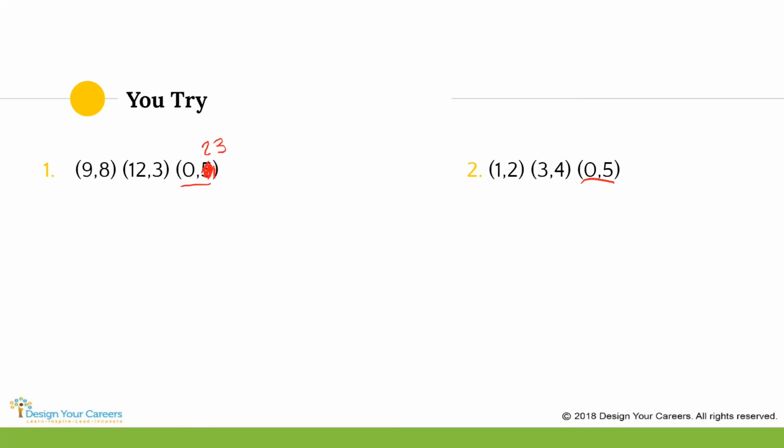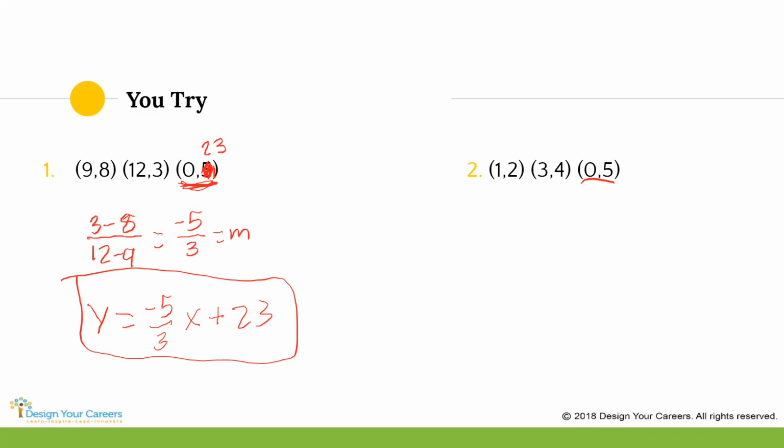So the first thing that you want to do is find the slope, all right? So I'm first going to do 3 minus 8 divided by 12 minus 9. When you do that, you end up getting negative 5 divided by 3. So negative 5/3 is our m value, okay? We already have this b value right here, so it's just a matter of putting the equation together. Y is equal to negative 5/3 x plus 23. That is the answer to this question right here.